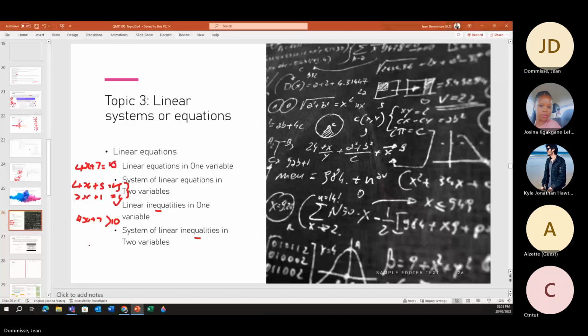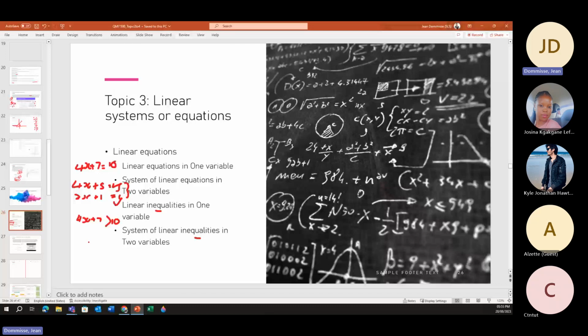So it might be that when they give you two graphs, or they give you a few graphs and ask you which one of these is telling us that it is a system of linear inequalities. So they can ask you that. So they can ask you a few things when we get to linear systems.